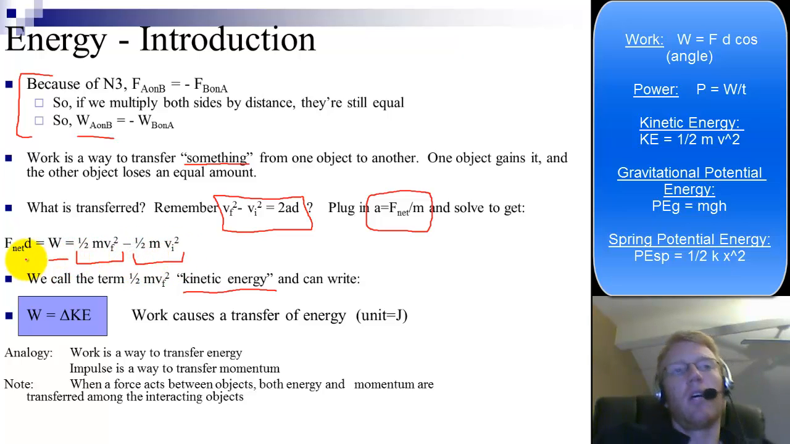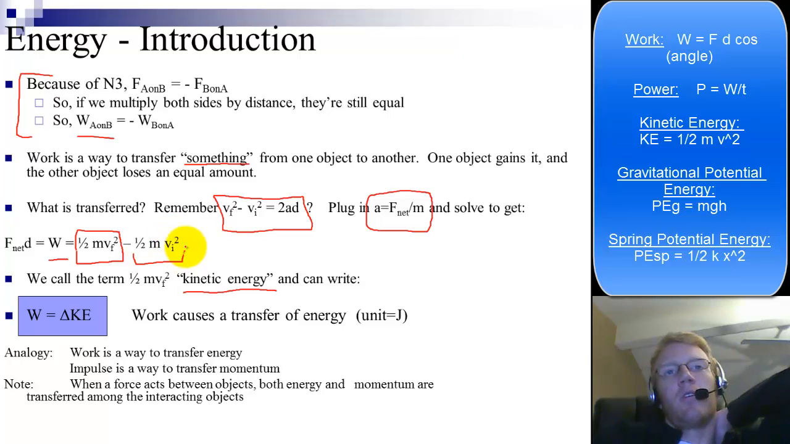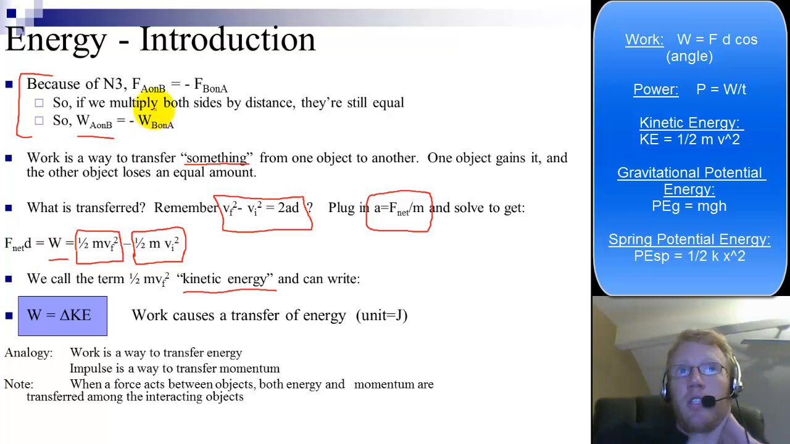initial squared. Okay, so what's kind of cool about that is you have some final value of this quantity, 1/2 mv squared, and you have some initial value of this quantity, 1/2 mv squared, and if you subtract them, that's how much work is done. So whatever it is that's being transferred is whatever this quantity is, 1/2 mv squared. We don't have to, but it's nice to give a name to it. So that quantity, 1/2 mv squared, is called kinetic energy. And we'll talk about kinetic energy a lot more in a couple of slides.